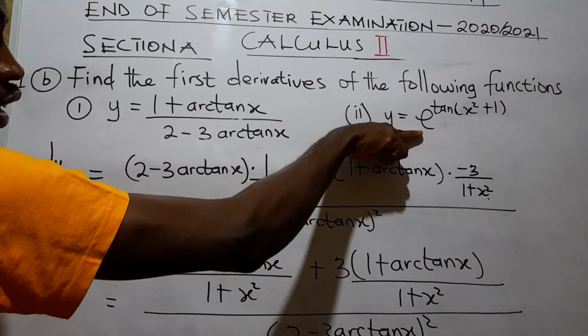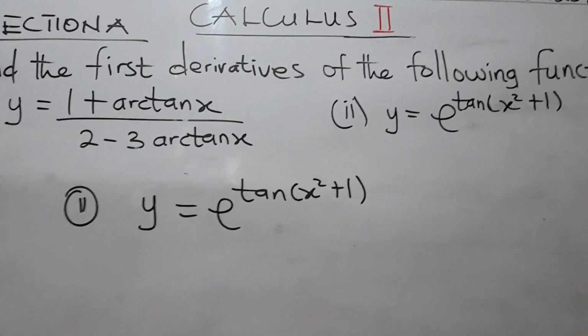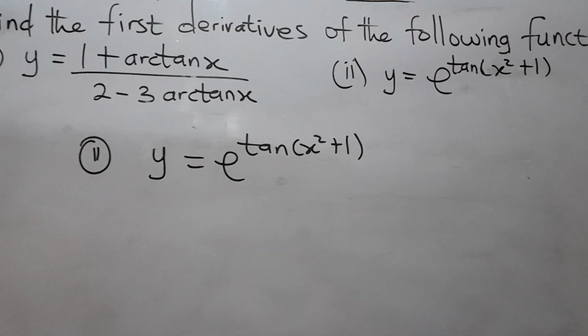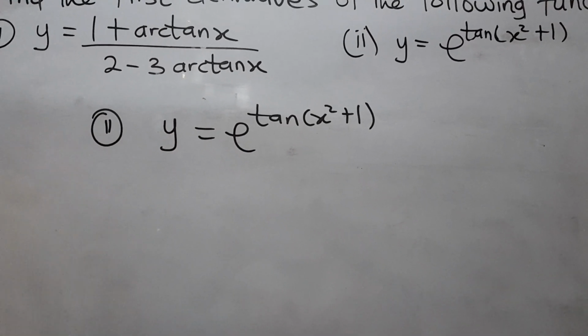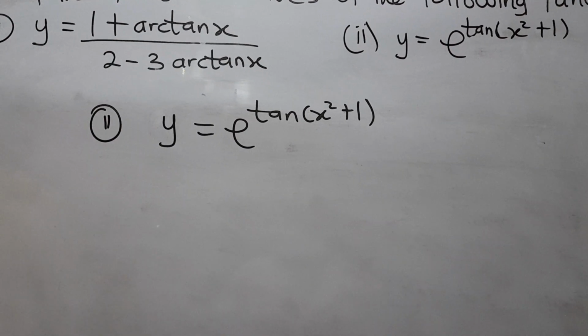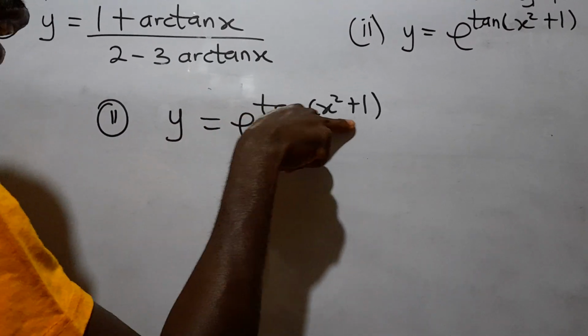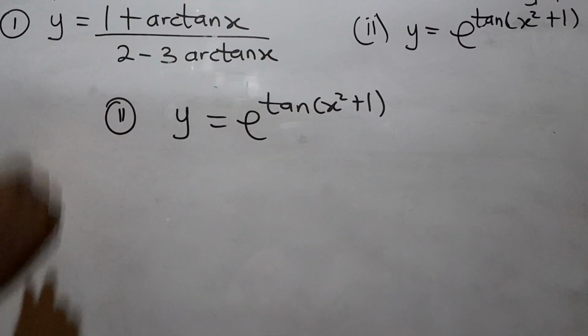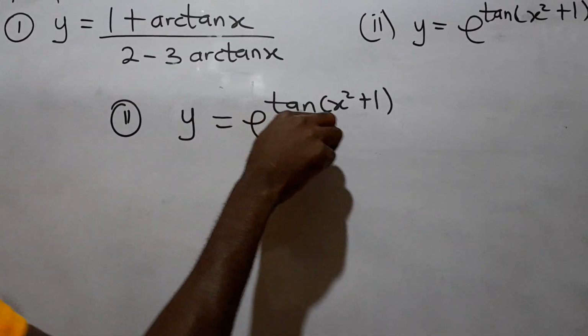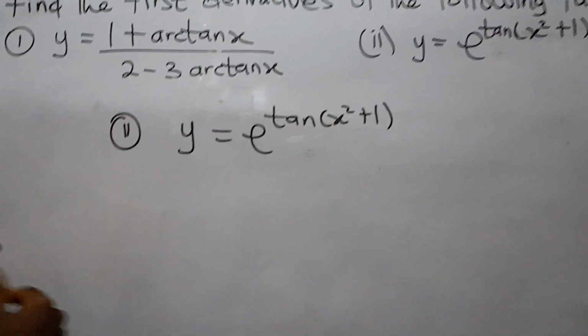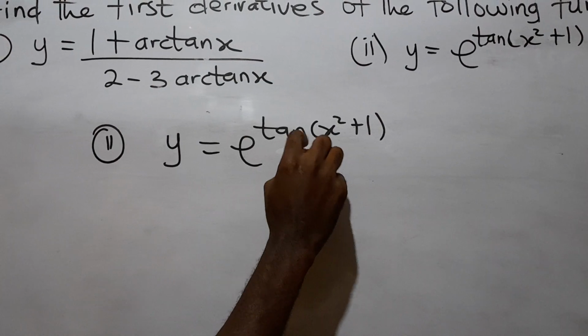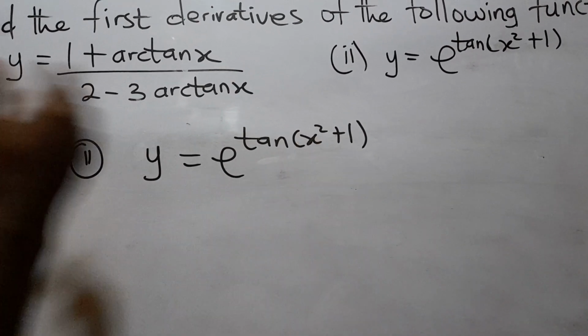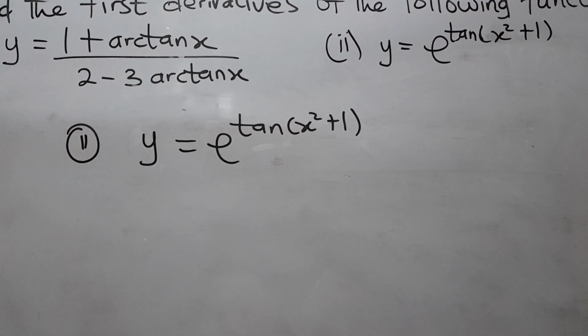The next one is this. So the next one is the first derivative of this function. This is an exponential function. And remember, for the differentiation of exponential functions, we differentiate the exponent and use it to multiply the function. So we are going to find the differential of tan of x squared plus 1. So how do we differentiate tan of x squared plus 1? We have to use the chain rule to differentiate that.